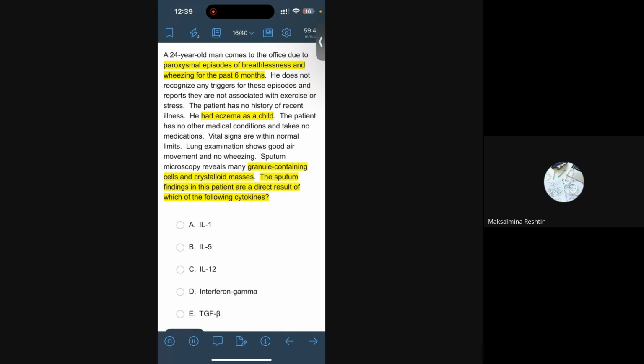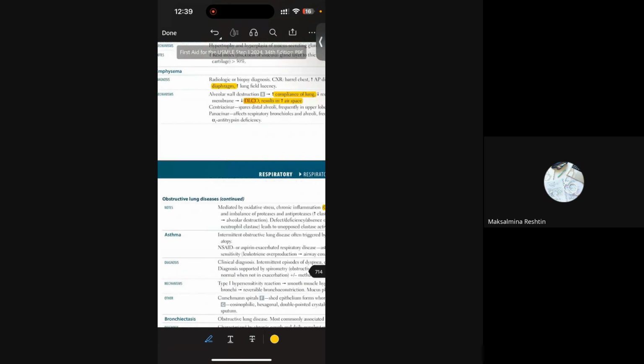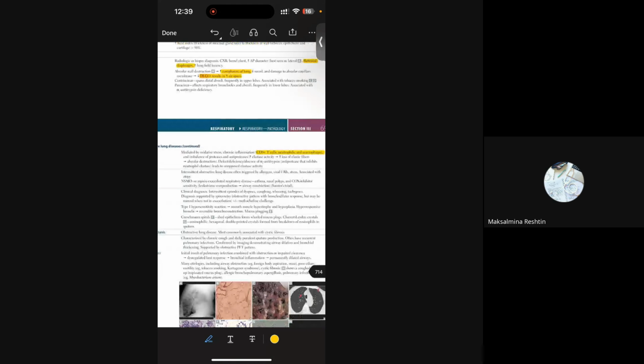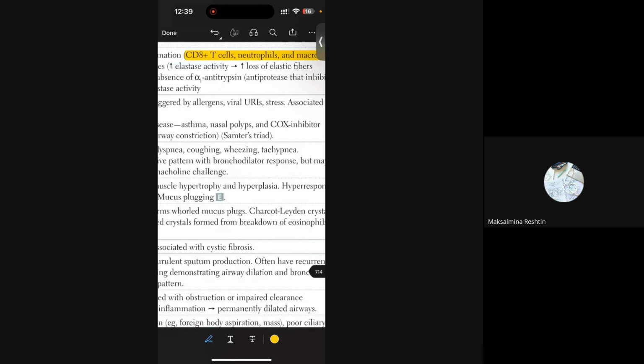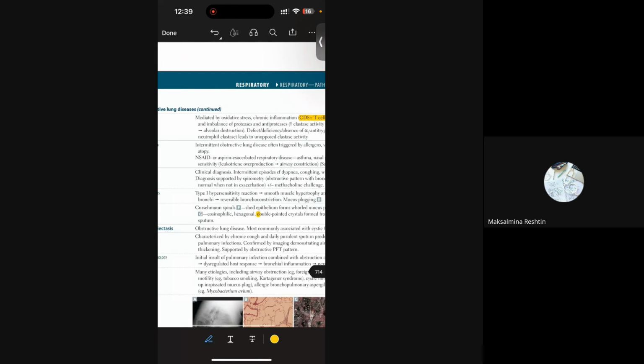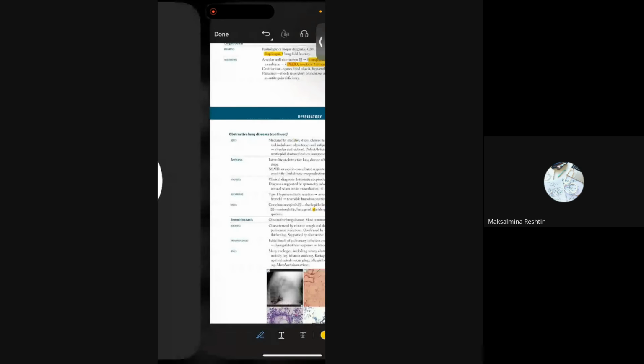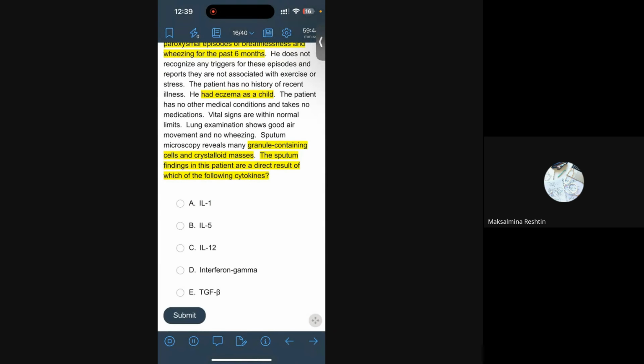Usually the crystalloid masses are Charcot-Leyden crystals. Double-pointed crystals found from the breakdown of eosinophils. They are seen in asthma. Now you have to tell me which of the following is involved in asthma. TGF beta. We have just done a question on TGF beta. TGF beta is involved in which disease? Pulmonary fibrosis.